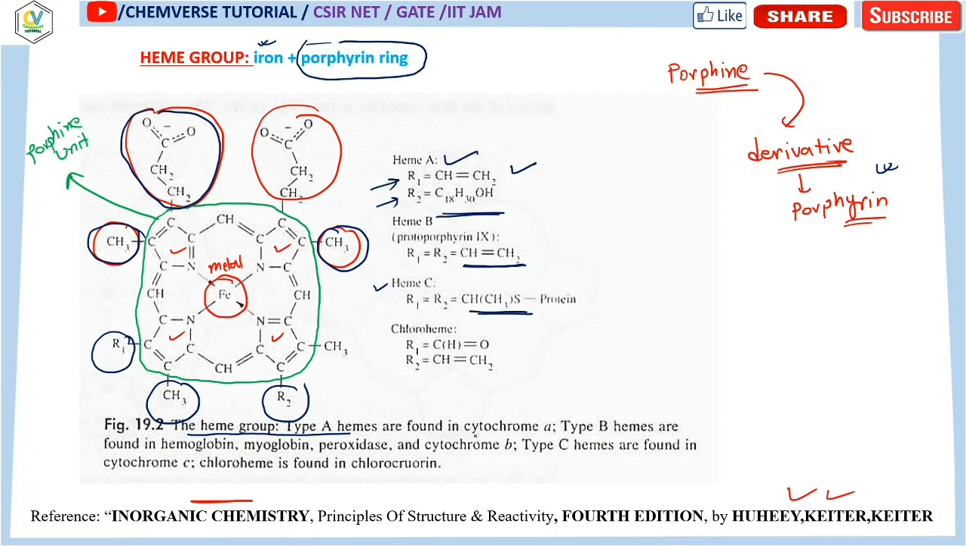So these are different heme groups, and this says that the heme group of type A is found in cytochrome. The heme group of type B is found in hemoglobin and myoglobin, which are the two biomolecules we are going to discuss today, and also in peroxidase and cytochrome B. Type C is found in cytochrome C.